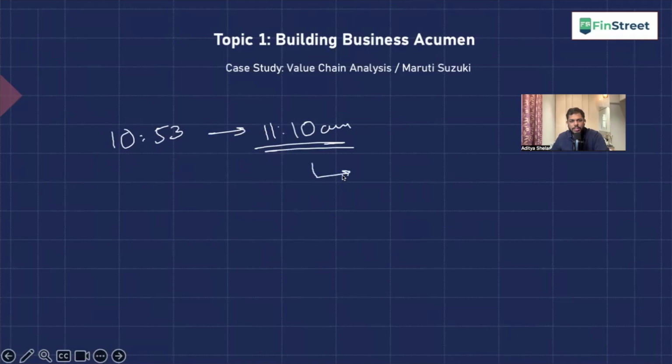We will be starting with our first topic, that is building business acumen. इसमें हम will be studying value chain analysis, and I have a case study for you of Maruti Suzuki. So I'll be discussing this case study inside out. We'll do some level of analysis and then we'll call it a day by 12 p.m., maximum 12:15.